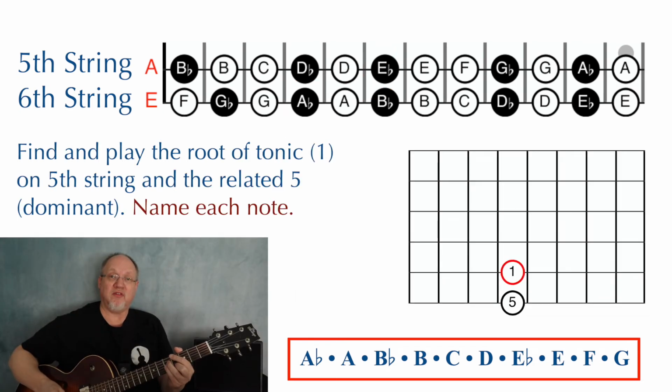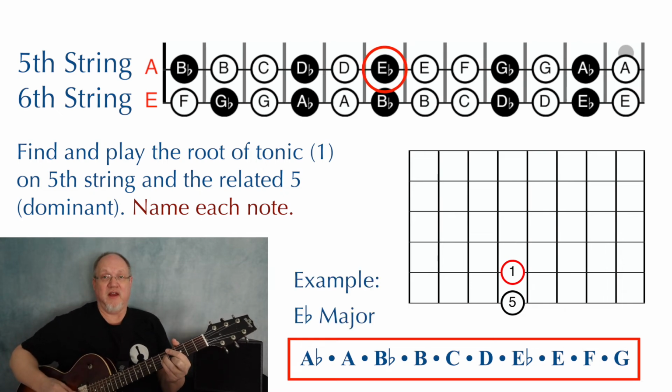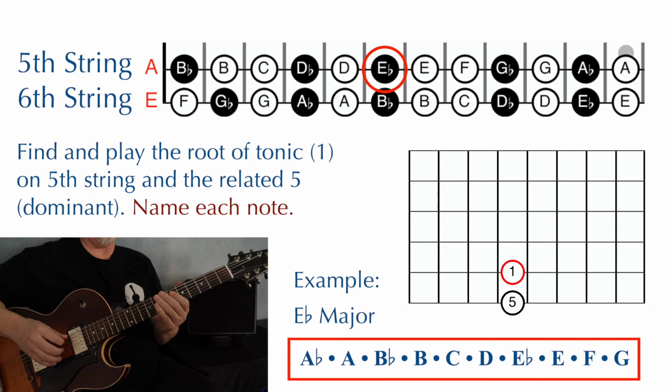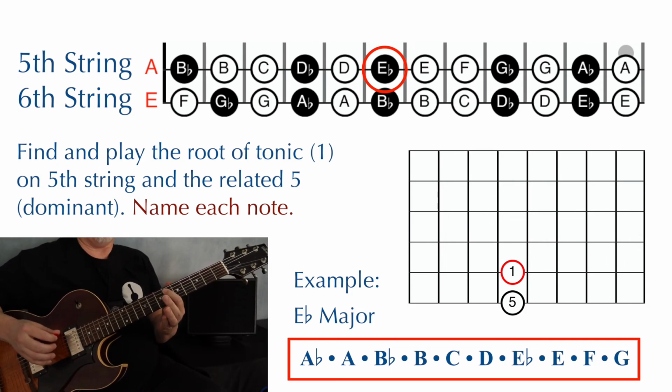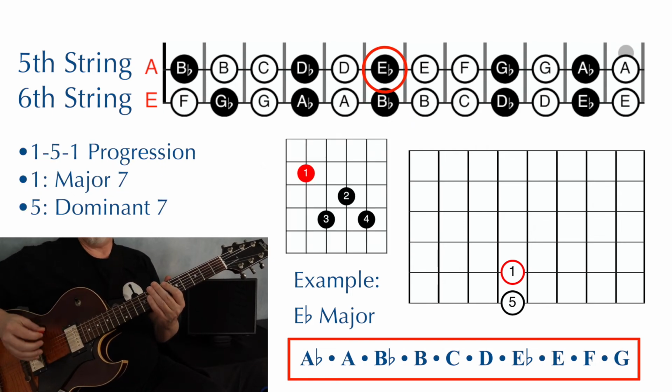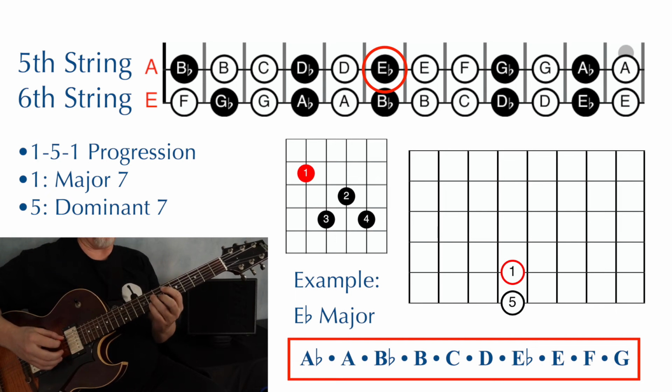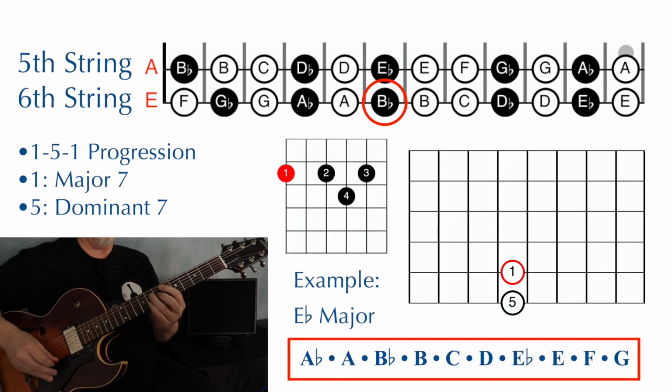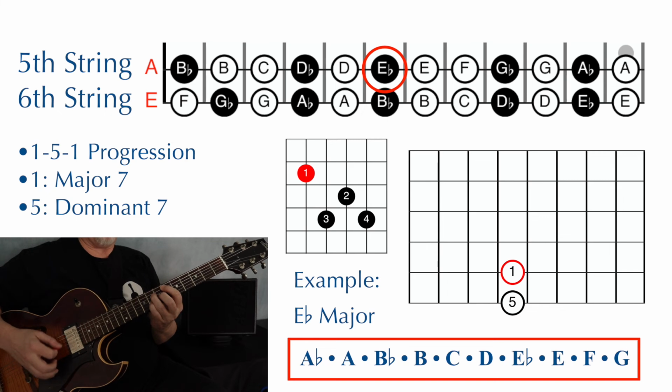And then do the same thing with the 5th string. Choose a key. This time let's choose E flat and then find the 1 and the 5. So the 1 is going to be the E flat and 5 is going to be B flat. 1, 5, tonic, dominant. Make sure you name those notes as you play them. And then play a 1-5-1 progression. Start with the 1 chord on the 5th string. That'll be a major 7 chord. And your 5 chord on the 6th string. That'll be a dominant 7th chord. So it'll be E flat major 7, B flat 7, E flat major 7, or 1, 5, and 1.